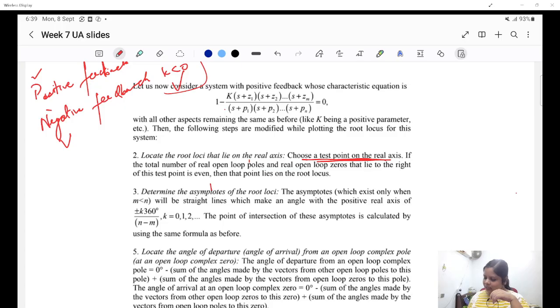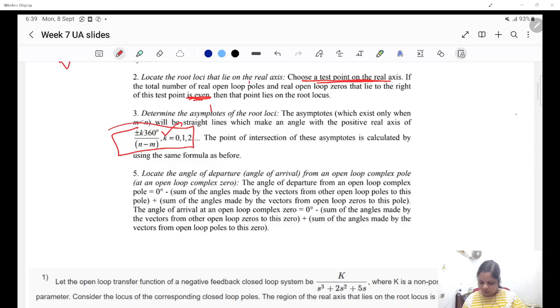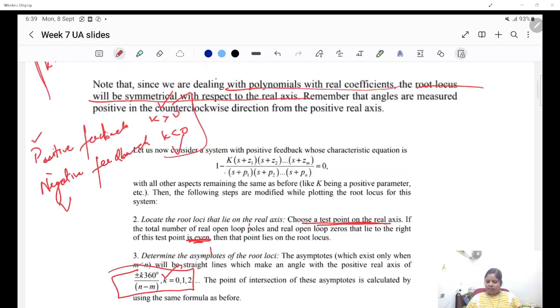But here in this case, we just change that to even. It is not odd. If the number of open loop poles and open loop zeros lying on the real axis to the right of the test point is even, then that region lies on the root locus. So this thing only changes, and here one formula changes, which becomes 360 degrees instead of 180 degrees, and here instead of 180 degrees we have 0 degrees coming over here. These are the only differences.